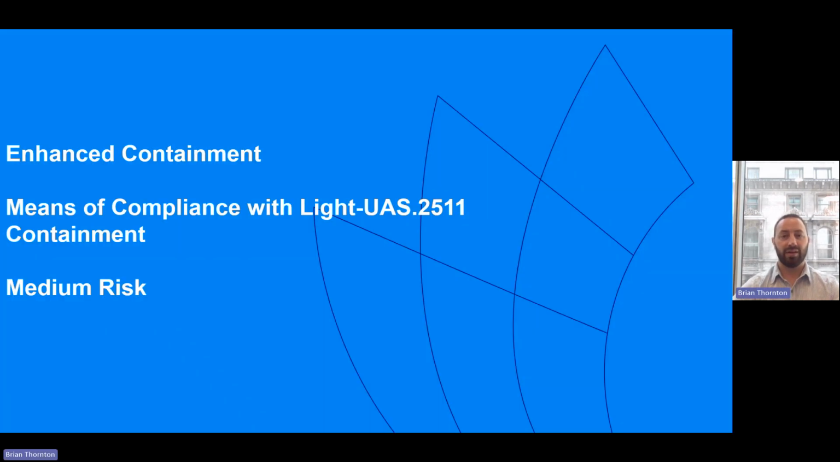So basic containment is when we fly a drone, essentially we will contain our drone within the ground risk buffer. For operations in the specific category, enhanced containment also applies, and we can make a declaration to that. The means of compliance has been published by IAA, and we call that Light UAS 2511 containment. If you remember, we talked about the M1 mitigation. We had low, medium, and high levels of robustness. This applies to medium risk.